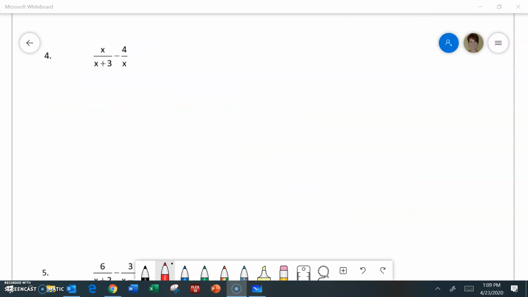All right, example 4. Now this one is a little bit different because if you look at the denominators, x plus 3 and x, there's nothing to factor. So our least common denominator is actually just going to be the two denominators multiplied together. Okay, it's almost like saying you have a 2 and a 3 as your denominator. What would be the least common denominator? Well, 2 and 3 both go into 6. 2 times 3 is 6.